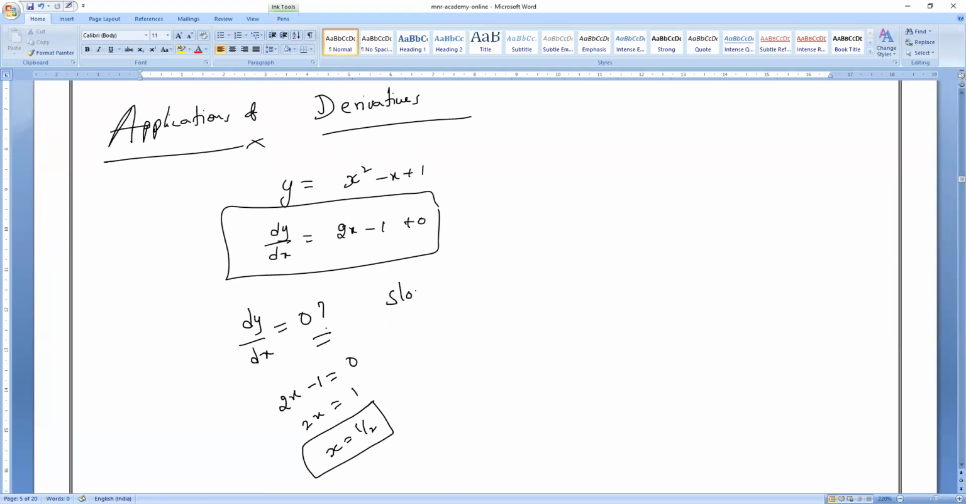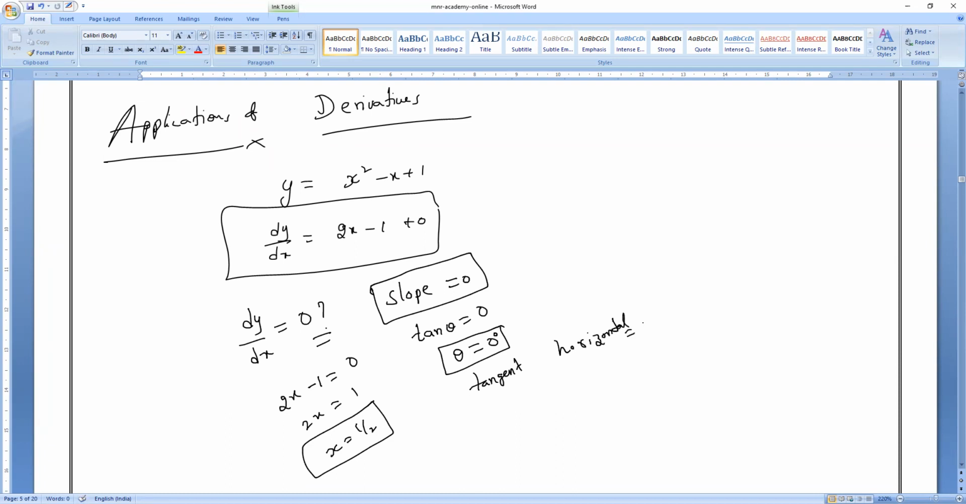Then, if dy by dx is equal to 0, what is the slope of the graph? Differentiation 0 means slope is 0. If slope is 0, then tan theta is also 0. If tan theta is 0, then theta is equal to 0, which means the tangent is horizontal to the x axis. So let us draw the graph.